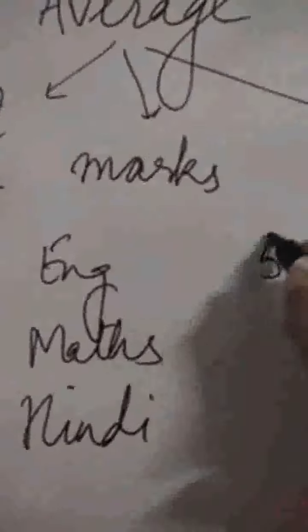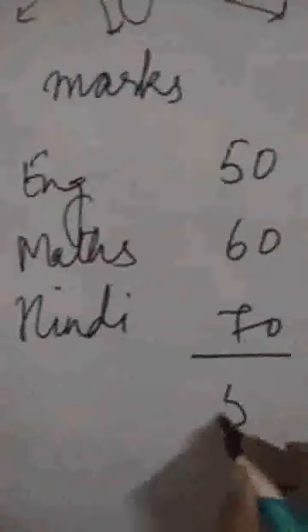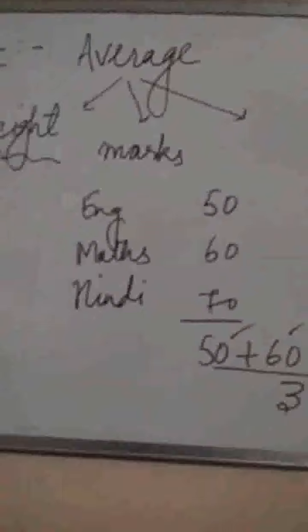If a child is taking 3 subjects, suppose English, Maths and Hindi. He has scored say 50 marks here, 60 here and 70 here, right? Now if we want to see what average marks he is getting, we will do the total of all the 3, that is 50, 60, 70 upon the number of subjects we are taking. This comes out to 50 and 60, 110 and 70, 180, divided by 3 is 60. That means he is scoring 60 marks on an average basis, right?